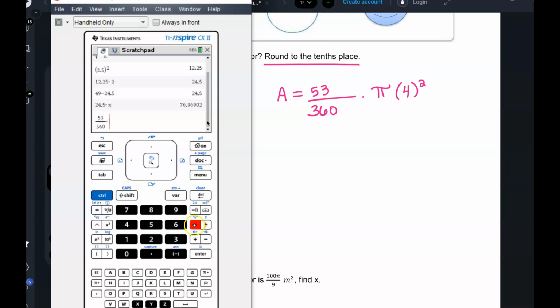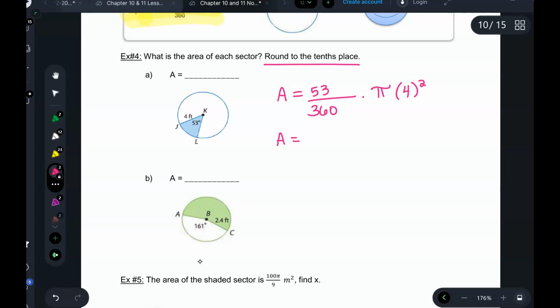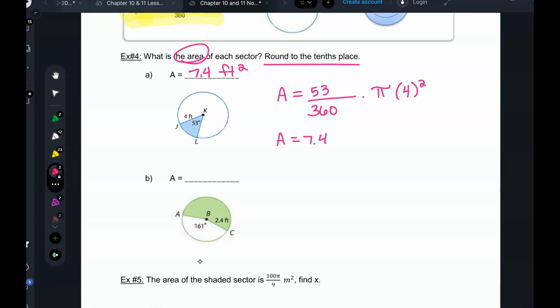Let's make a ratio and then just multiply by pi r squared. Times pi, times 4 squared. So I can type it all nicely into the calculator. Let the calculator do the work. What do we get? 7.4. Okay, so I need units, 7.4. We're still doing area, so that is square feet. Everything with area is square.